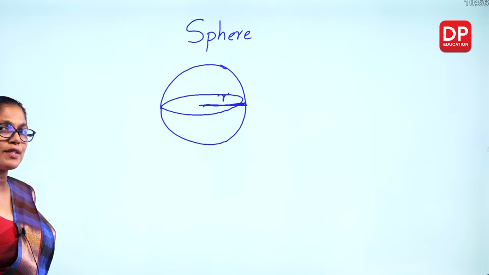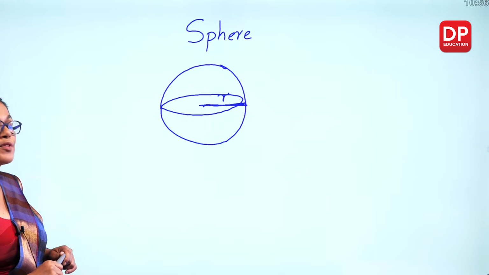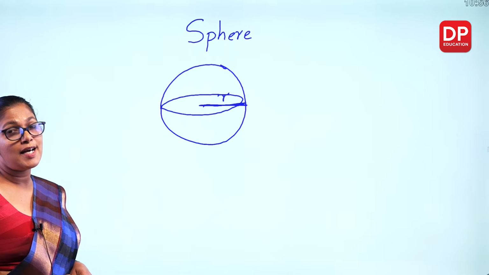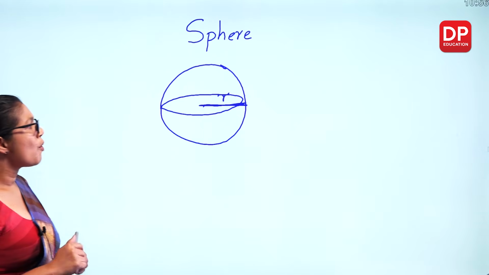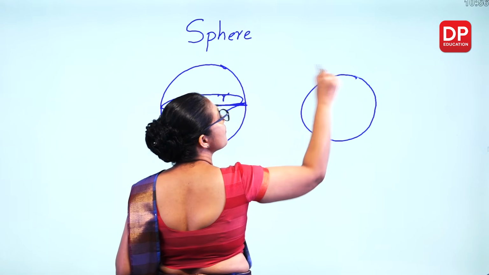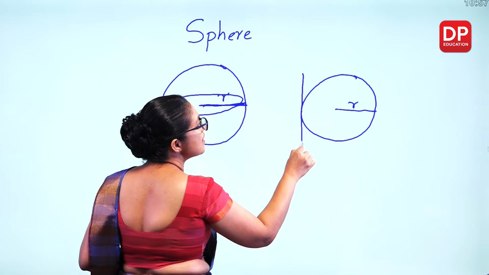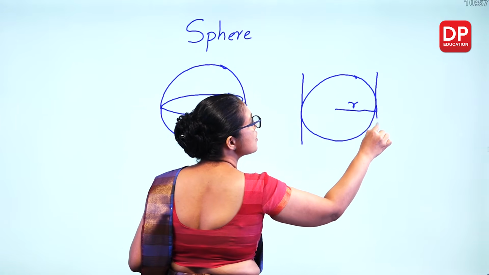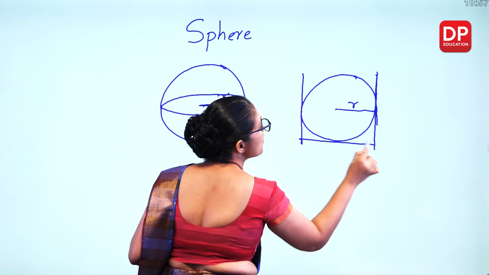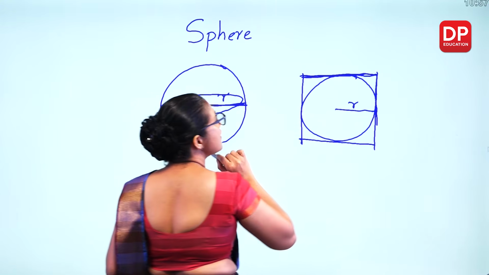Now we need to find the surface area of a sphere, but the only parameter is r. How can we find the surface area? One of the mathematicians, Archimedes, used an activity and found out how to find the surface area of a sphere using a cylinder. What he did, he took a sphere and inscribed it in a cylinder. That means this length touches this one, and here also this one touches.